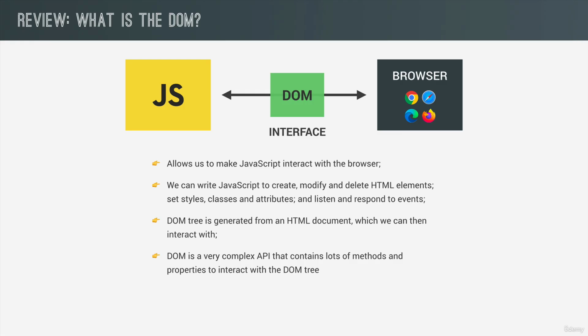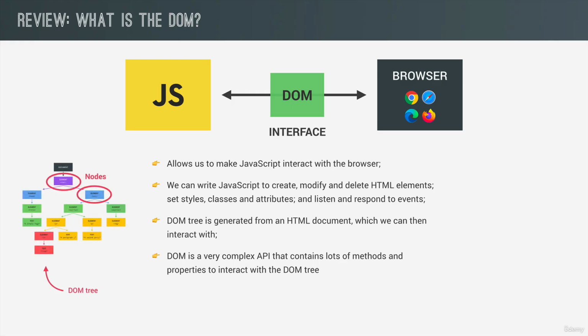In practice, this works because a DOM tree is generated from any HTML document. And a DOM tree is a tree-like structure made out of nodes, which looks something like this. And we can then interact with this tree as we already did a couple of times in this course. Now, how does that interaction actually work? Well, the DOM is a very complex API, which, remember, stands for Application Programming Interface. So it's the interface that we can use to programmatically interact with the DOM.